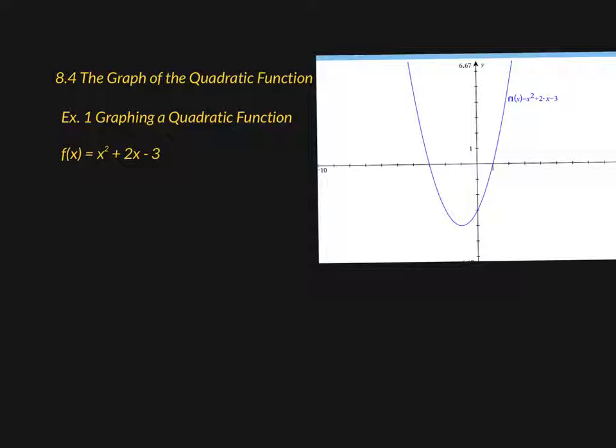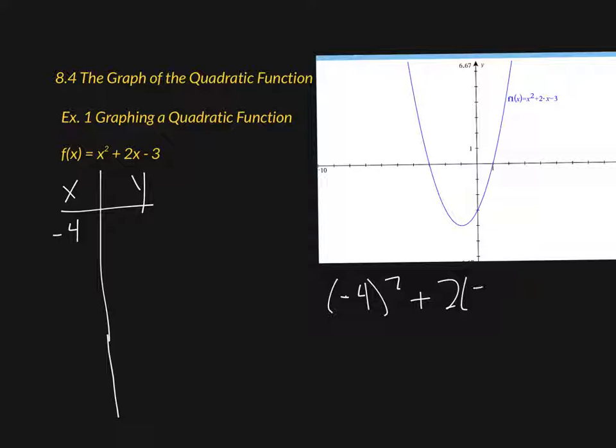One way we can graph this is to make our handy dandy xy chart. For instance, if we plug in negative 4 for x, we've got negative 4 squared plus 2 times negative 4 minus 3, which is going to give us 5. We can pick any points. You ideally want points that are simple to compute.